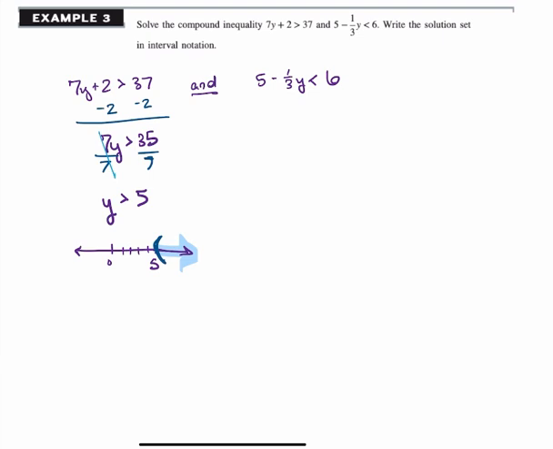Now let's look at this other one. We have 5 minus 1/3 y is less than 6. So we have a positive 5, so let's subtract it over. Then I'll get negative 1/3 y is less than positive 1. So we can see this as y divided by negative 3. So we can multiply both sides by negative 3 in order to cancel. And since we're multiplying by a negative, we'll need to flip the direction of the inequality.